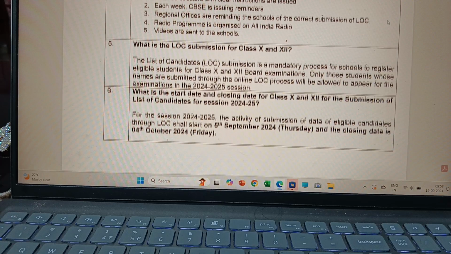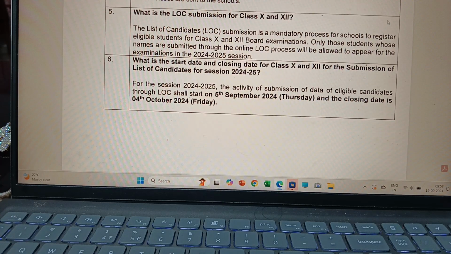Fifth question: what is LOC submission for class 10 and 12? The list of candidates (LOC) submission is a mandatory process for schools to register eligible students for class 10 and class 12 board examinations. Only those students whose names are submitted through the online LOC process will be allowed to appear for the examinations in the 2024-25 session. Sixth question: what is the start date and closing date for class 10 and 12 for the submission of list of candidates for session 2024-25?